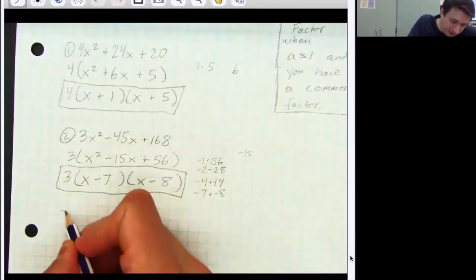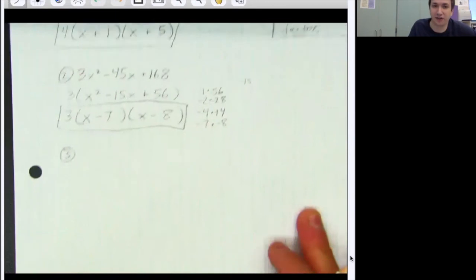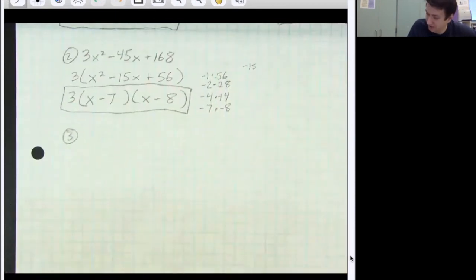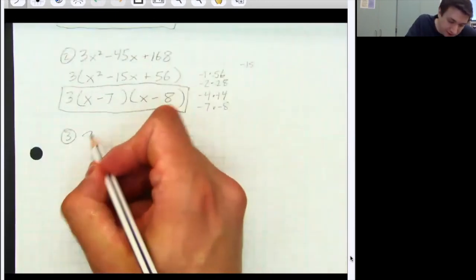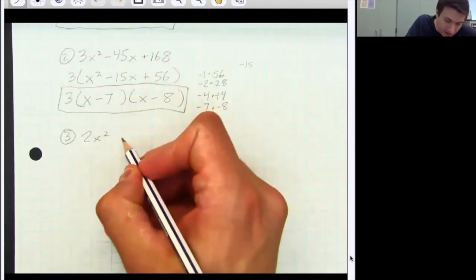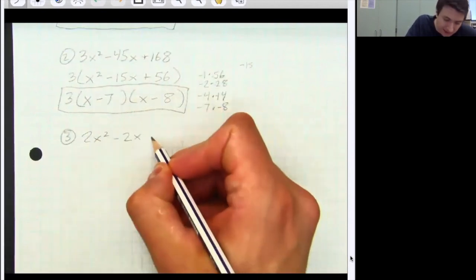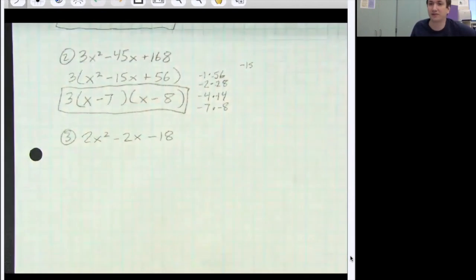Okay, go ahead and try this one on your own, and you'll pause the video and look at the answer once you're done. Here's your problem. You're going to have 2x squared minus 2x minus 18. Go ahead and pause the video now and give that a try.